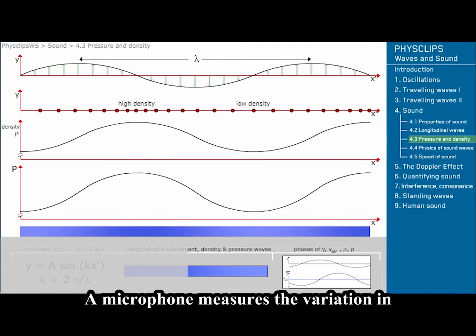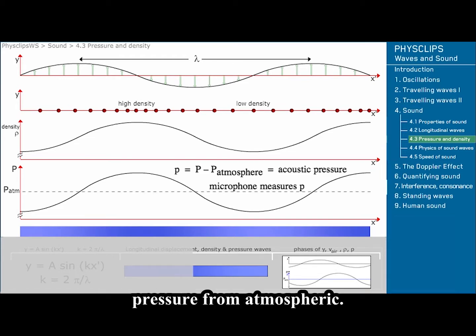A microphone measures the variation in the pressure from atmospheric. This variation in pressure is called the acoustic or sound pressure, and its symbol is lowercase p.